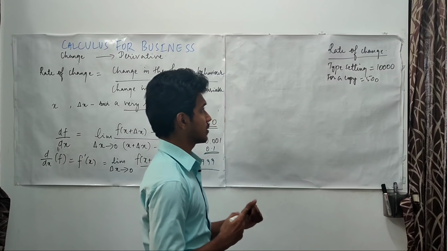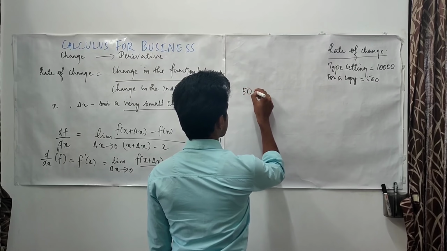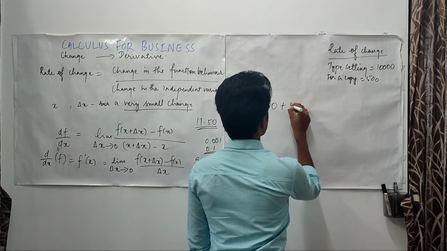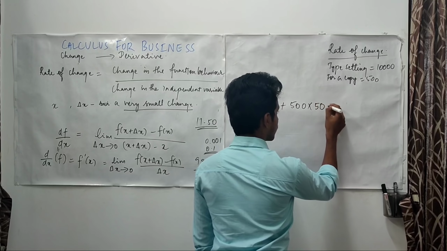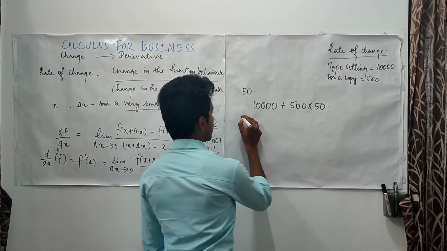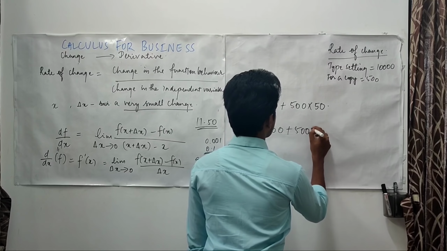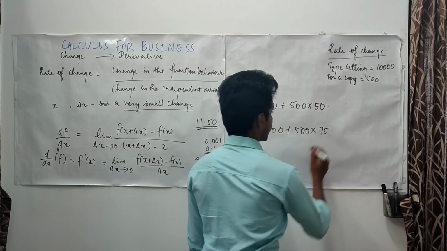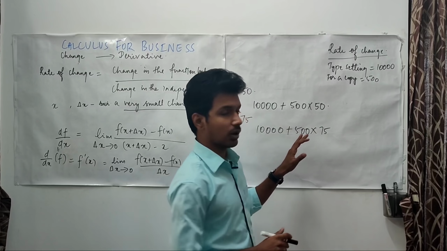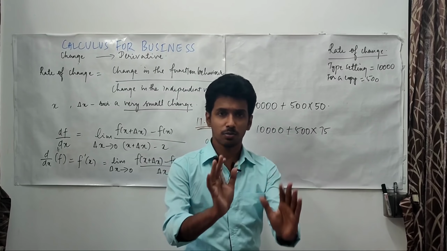If this is the case, how is it going to be? I am saying I need 50 copies. Then what would you do? This is 10,000 plus 500 into 50. This is what you will calculate and tell me what I should pay, right? If I say 75 copies, then it is going to be 10,000 plus 500 times 75. Okay, I said I need 75 copies. You have calculated these things and you are telling me this is the amount that I should pay.